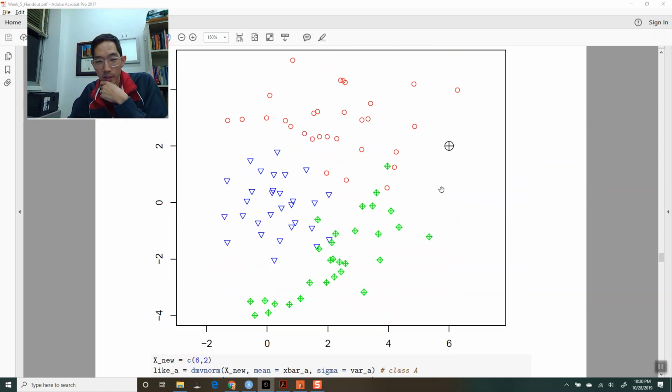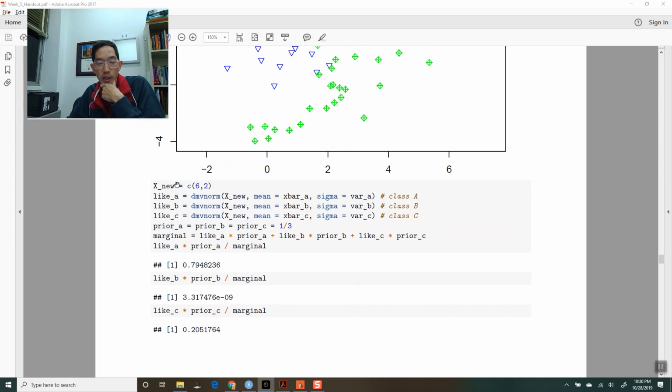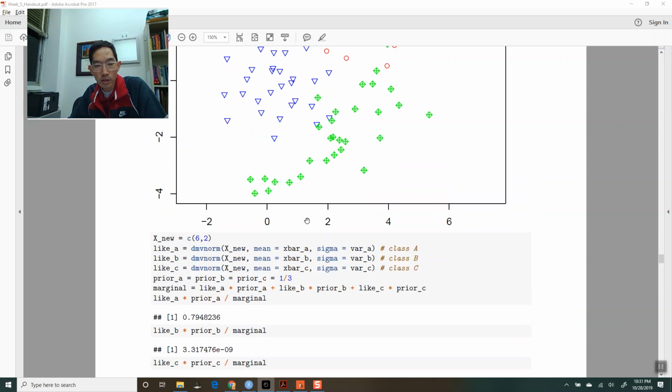All right, so this test case is at the coordinate 6, 2. So I'm going to say x new is 6, 2. And we calculate the likelihood using the density, right? DMV, density of the multivariate normal of our new point, 6, 2, using the estimated mean and the estimated variance for class A, the estimated mean and estimated variance for class B, and estimated mean and estimated variance for class C. So these are our estimates based on the data, okay? Because we don't know the real true values.